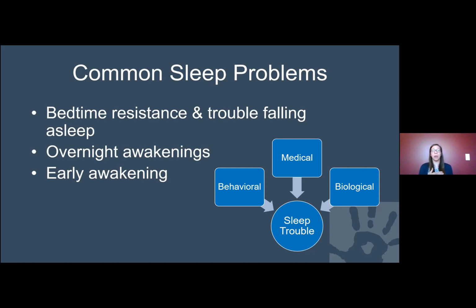So these are the ones that I hear most often from my patients who have autism, the things that are tripping them up. So first we'll talk about some bedtime resistance and trouble falling asleep. I know I got several questions about that. Then I'll move to overnight awakenings and then early morning awakenings. And for each of these common sleep problems, we're going to look at it from the frame of what behavioral things could affect this, what medical things, and what biological things could affect this. So that'll be our roadmap going forward.